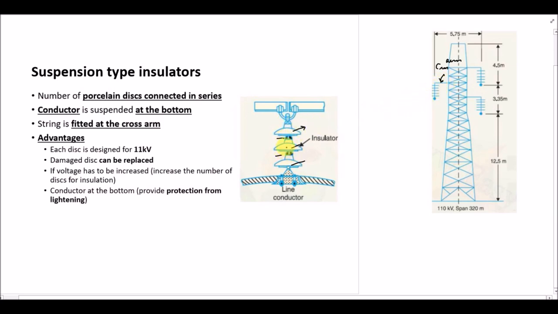The advantage of this suspension type insulator is that we don't have to make a separate suspension insulator for each voltage level. We have a specifically designed disc that can provide insulation up to 11 kilovolt. If we have to increase the voltage level, we just put the discs in series with each other. And if one of the discs is damaged, we don't have to replace the whole suspension insulator; we just remove that particular disc and replace it with a new one. Also, the conductor is at the bottom of the insulator, so the conductor is protected from lightning as well. This is an added advantage for suspension type insulators.